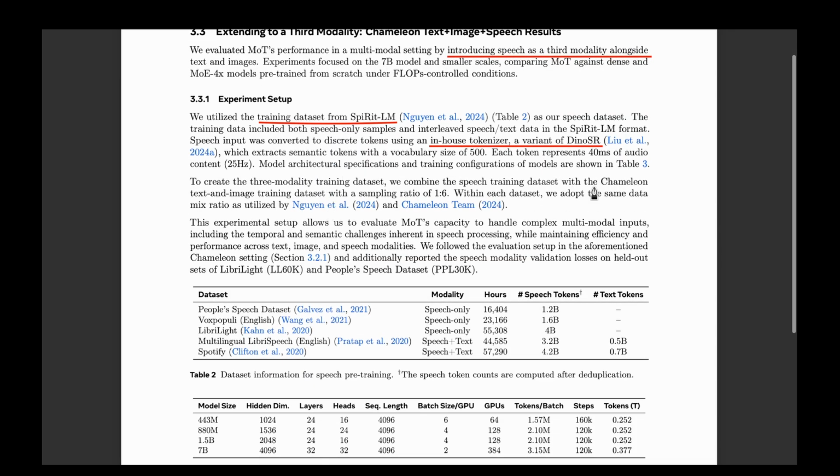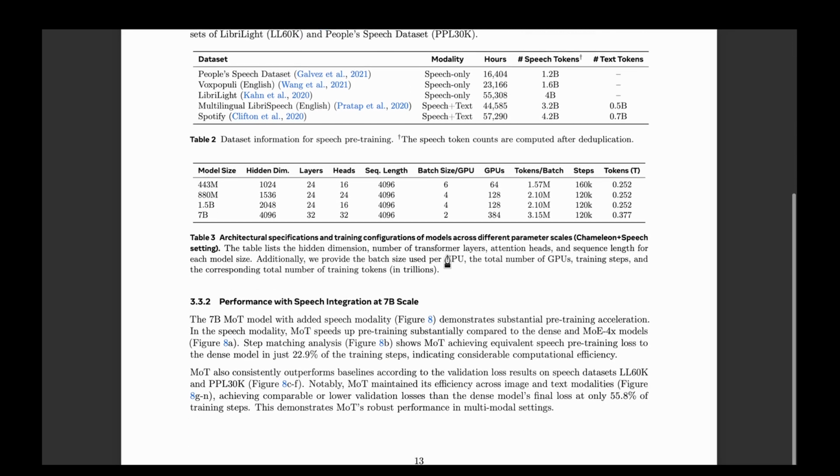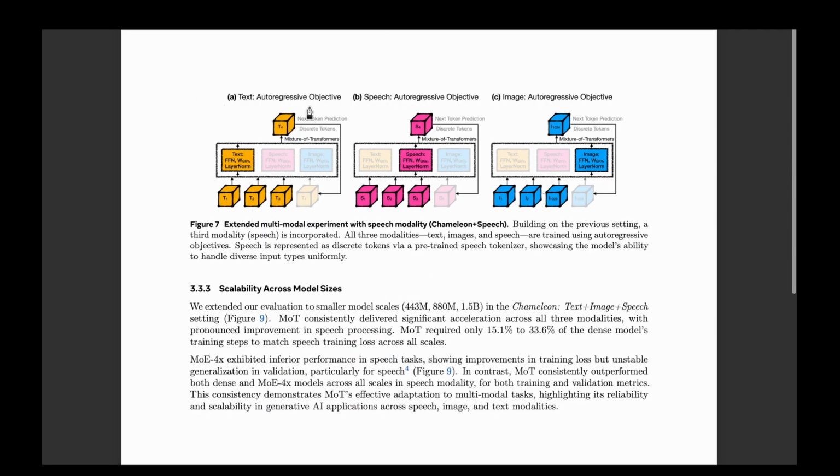And they included it with the text and image training data set at a sampling ratio of 1:6, and they create a sort of mixed data set of speech, text, and images. And they do the same experiments, and they again follow the same autoregressive objective, but with the speech included.